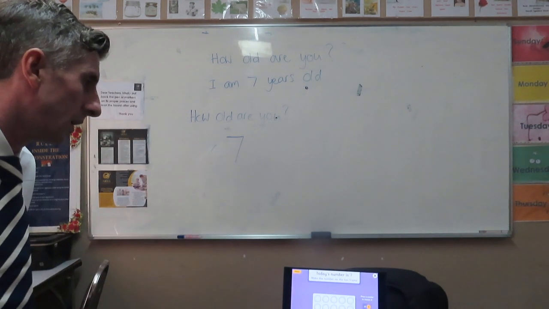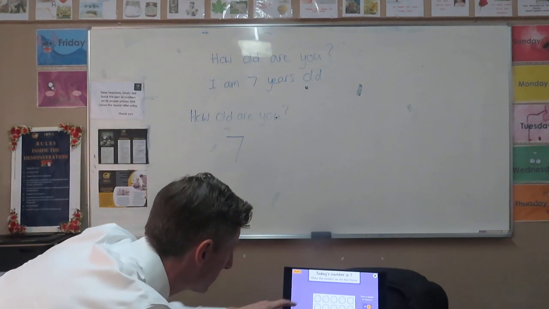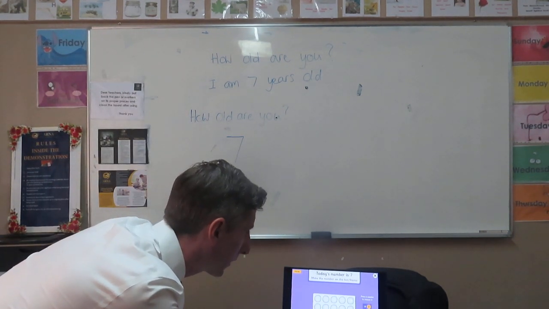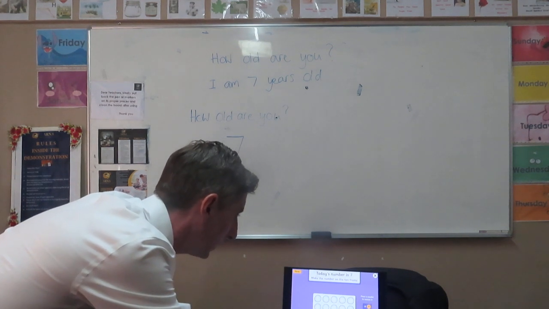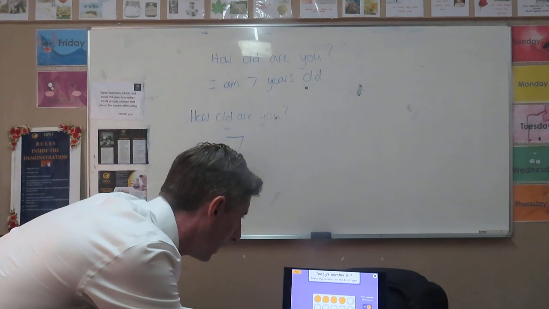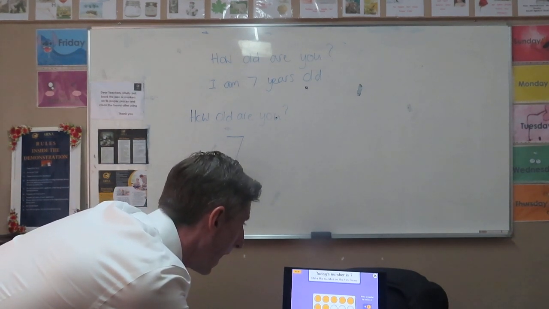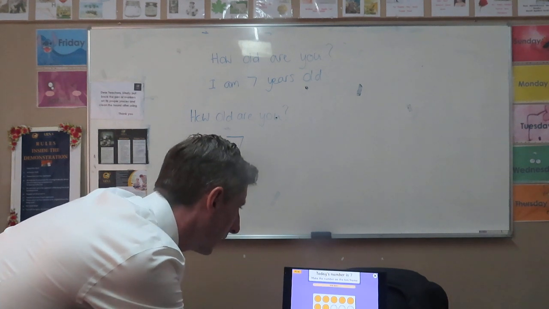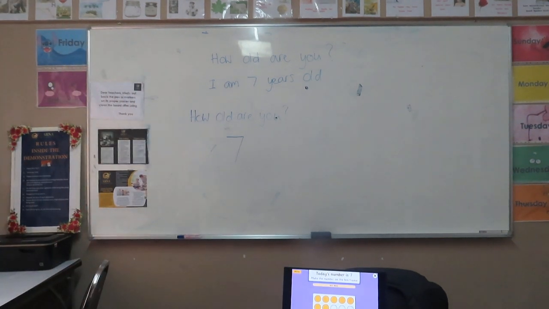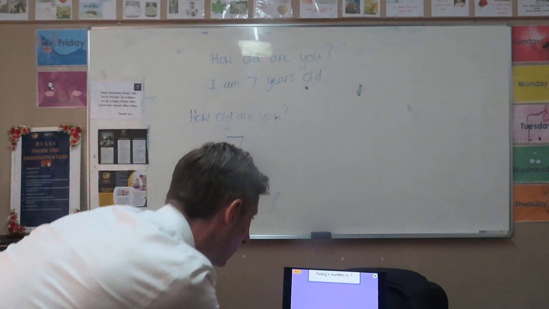Number 7 on the 10 frame. Okay, so we need to get to the number 7, right? So we need to make these light up. Okay, so let's make them light up. Count with me. 1, 2, 3, 4, 5, 6, 7. And then we hit check. Well done. Well done, okay. Now, I think that's the end of the game.